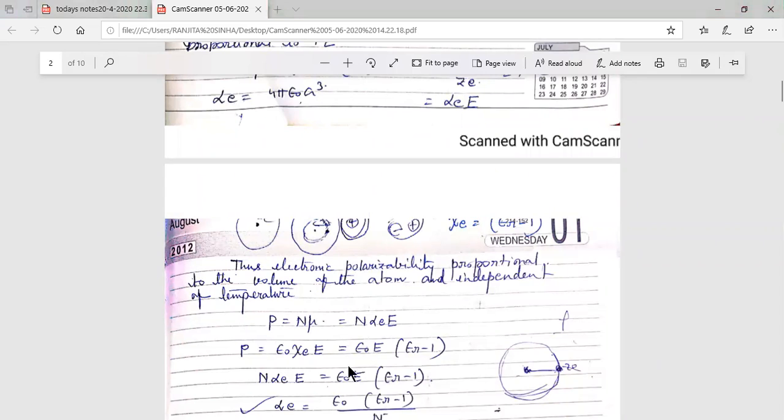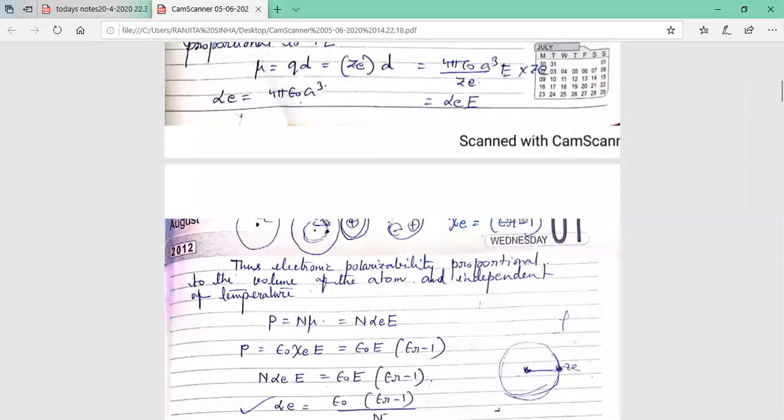P equal to n mu. Yesterday I discussed P equal to n into mu, and this expression, alpha equal to epsilon 0 (epsilon r minus 1) by n. That expression is very, very important. This is another expression of alpha E, electronic polarizability, in terms of dielectric constant. And this is the expression of alpha E relative to the volume of the atom.